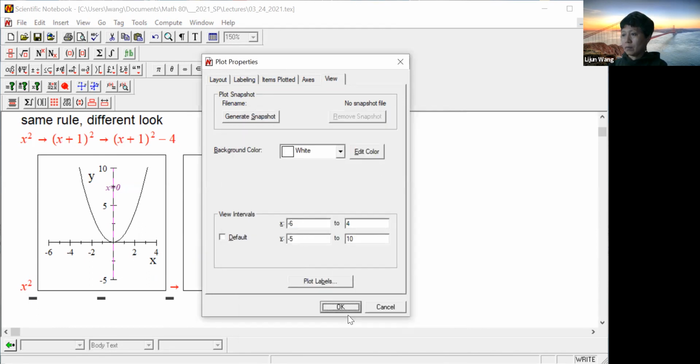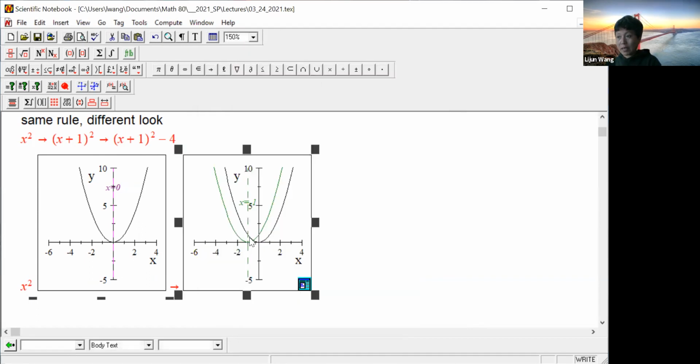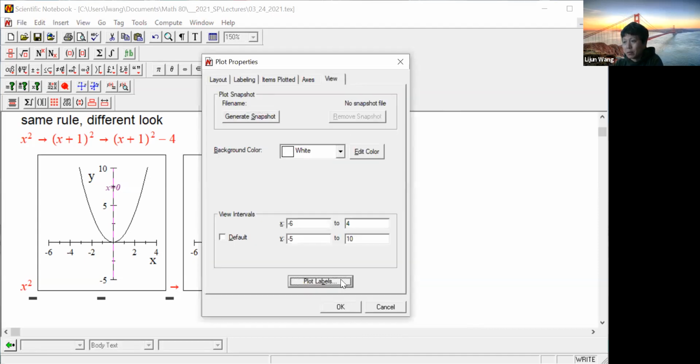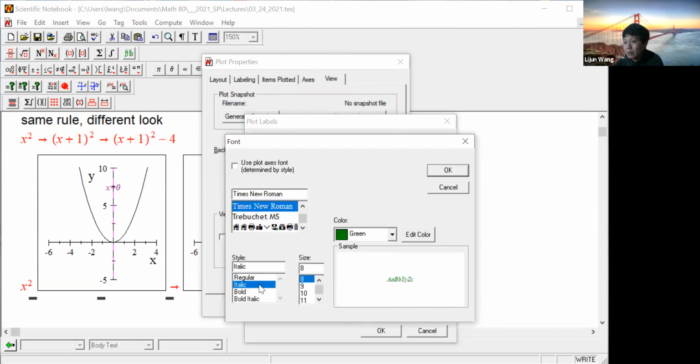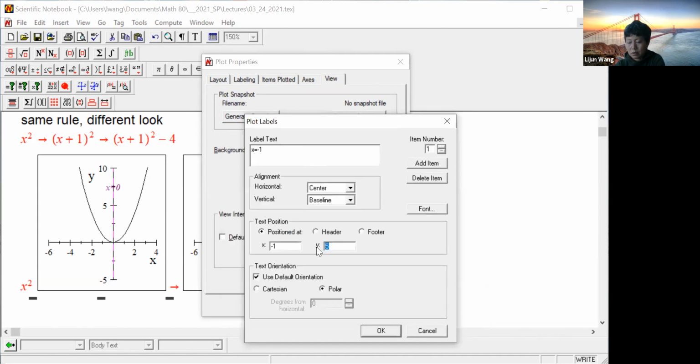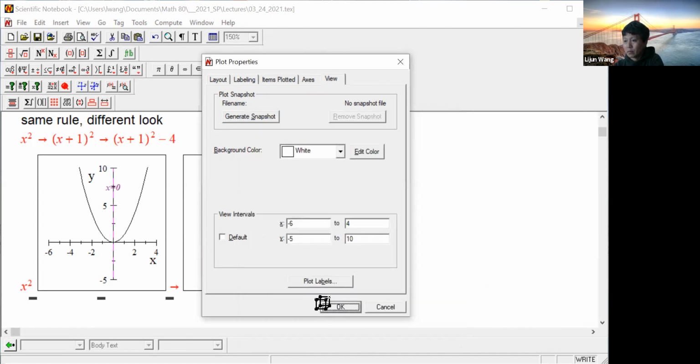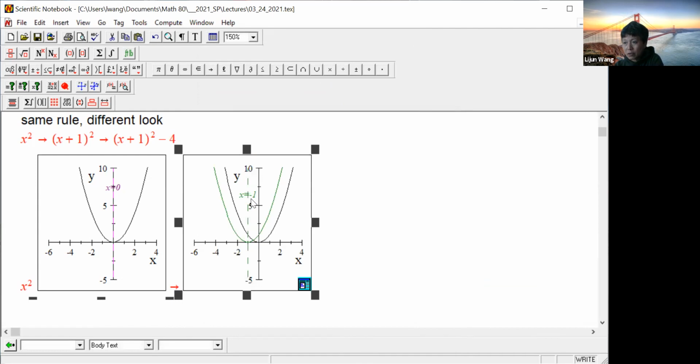Did you write it down? X equals -1, right? Did you guys see that? I'm sorry, the -1 is not terribly visible, so I'm going to make a change. X equals -1. I'm going to make it a little bit higher. Okay, do you see that x equals -1? That's the line of symmetry for the green.